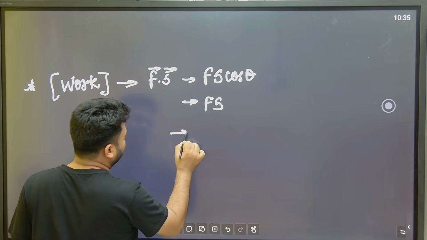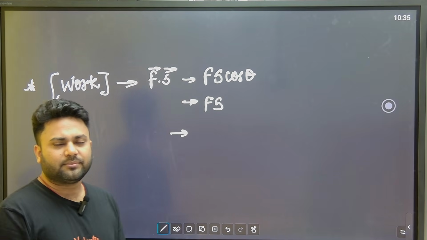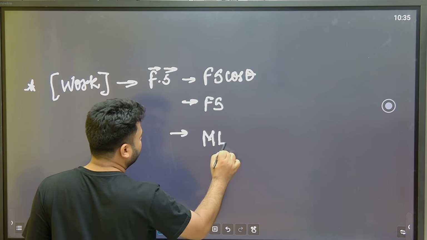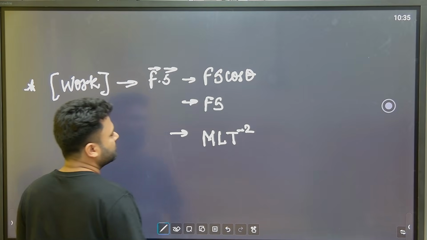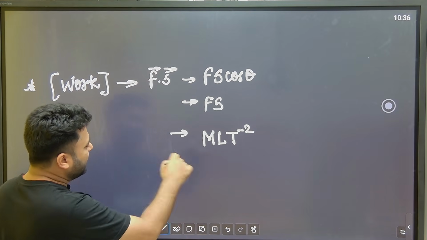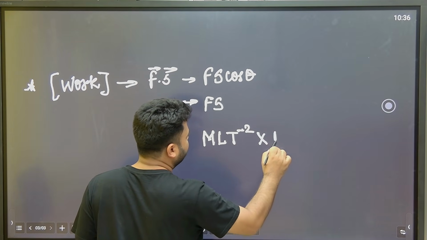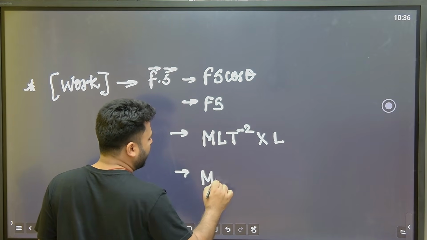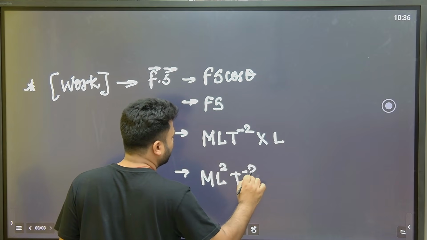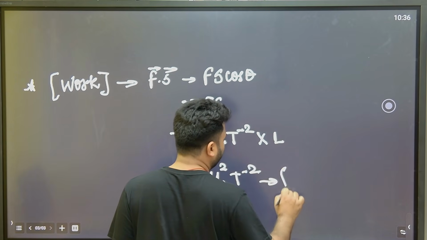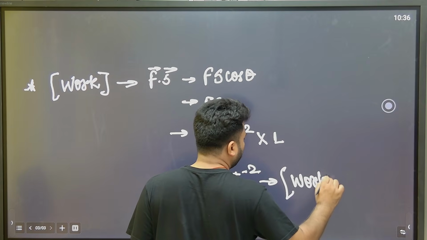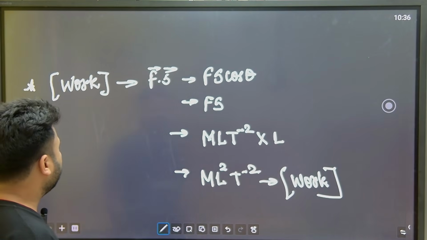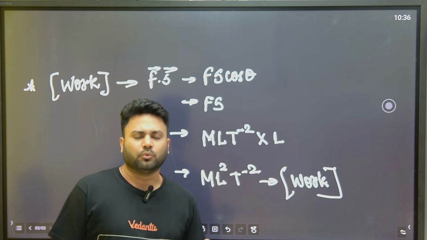Now why I told you to remember, because force comes many times. See here, force, what will you write as the dimension? mLT minus 2. This is the dimension of force, multiplied by displacement. So finally we are getting mL square T minus 2. This will be the dimension of work. Correct? So dimension of work will be mL square T minus 2.